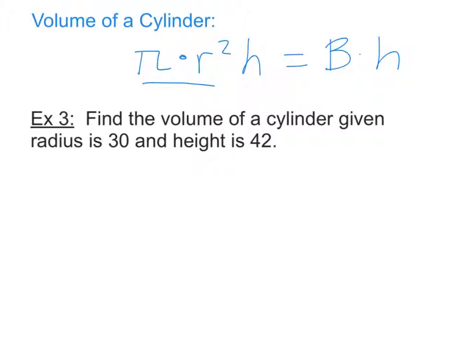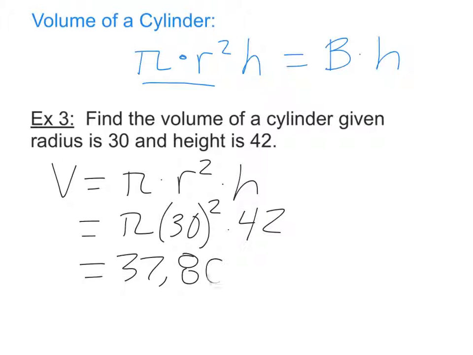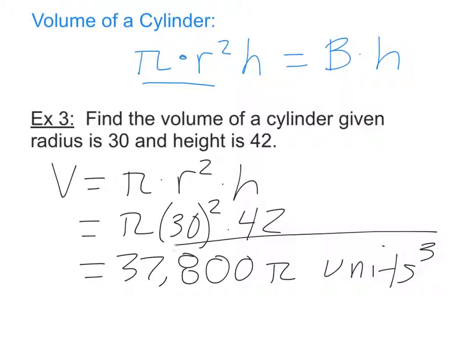So with our formula, let's solve the last one. Let's find the volume of the cylinder given that the radius is 30 and the height is 42. Starting with our formula, volume is equal to pi times radius squared times height. We identify our values. 30 is our radius. Our height is 42. And now when we multiply we come up with 37,800 pi units, and because it's volume, it's now cubed.